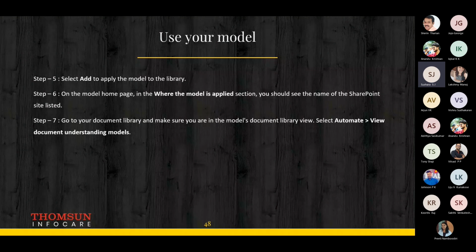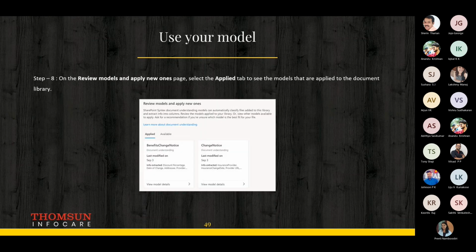Select automate, view document library understanding models. On the review models and apply new ones page, select the apply tab to see the models that are applied to that particular document library. And in the view more details, you'll be able to see more details about the model that you have created.